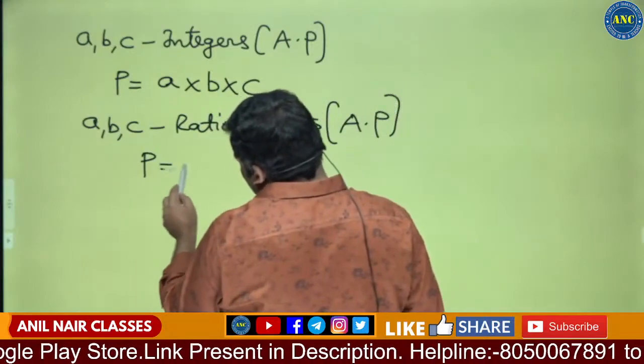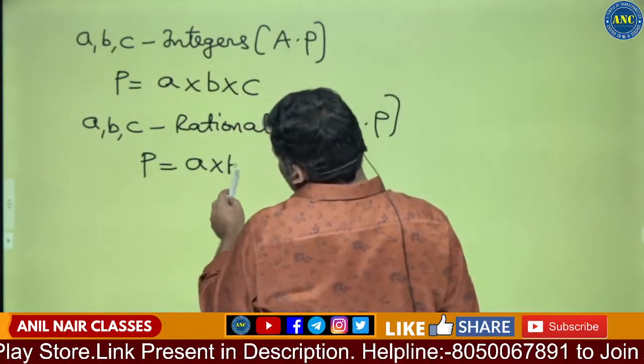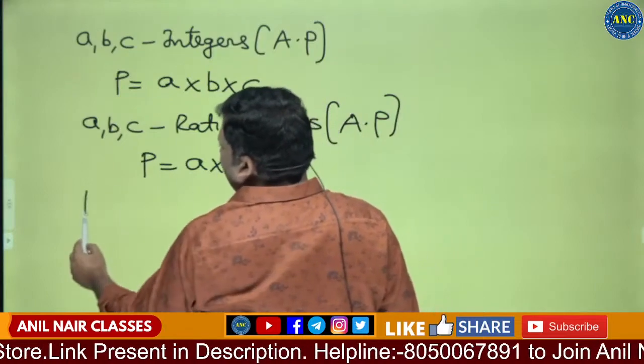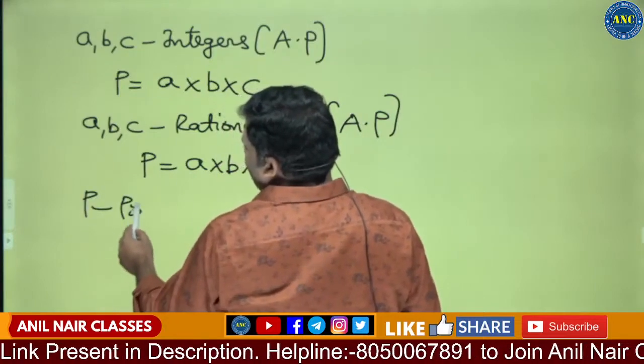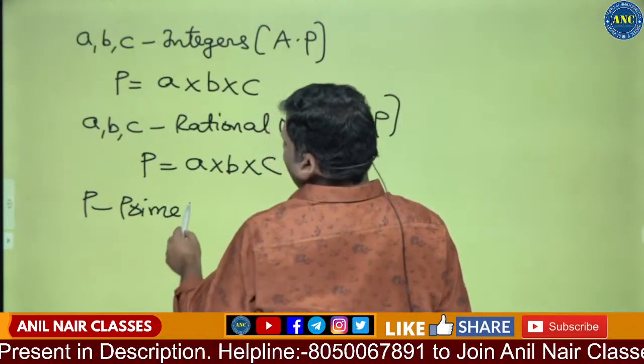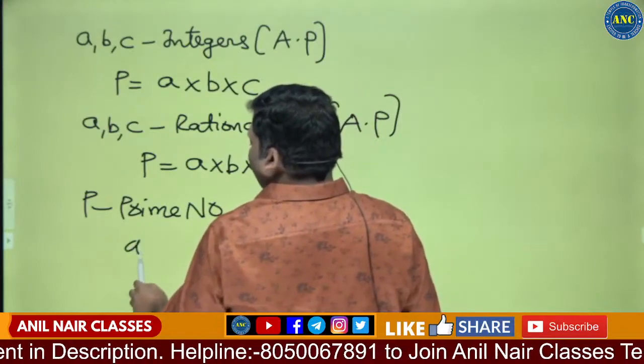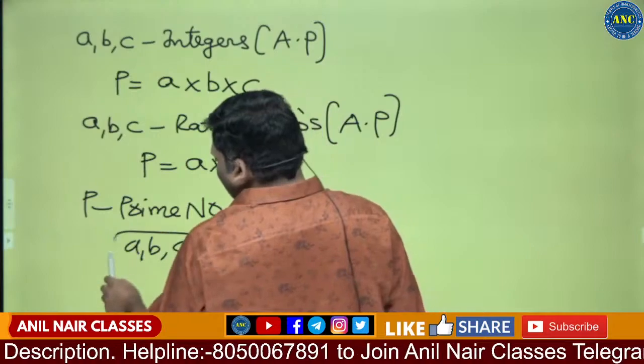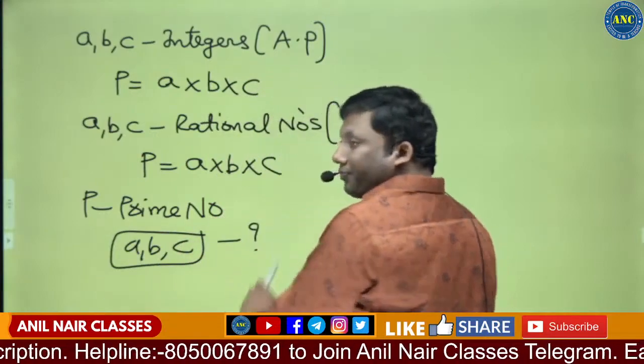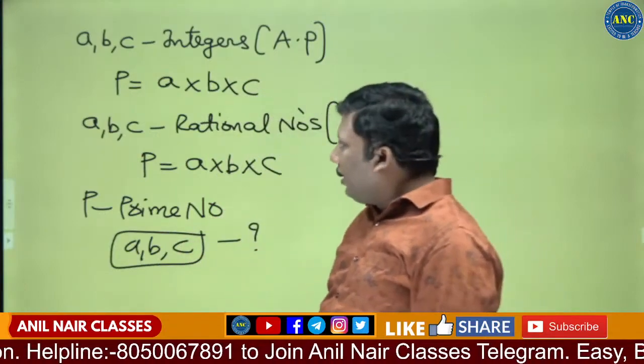P is given by A into B into C. What is P here? P is a prime number. Find the values of A, B and C.